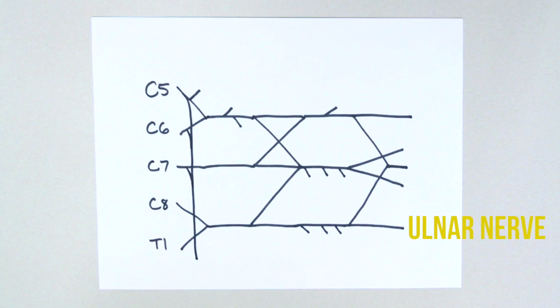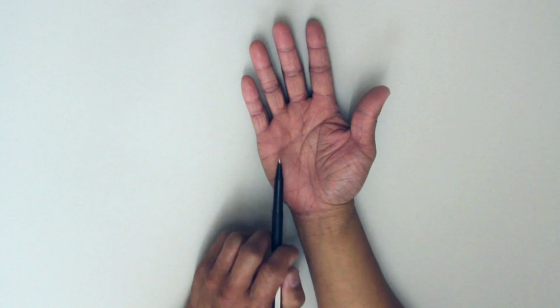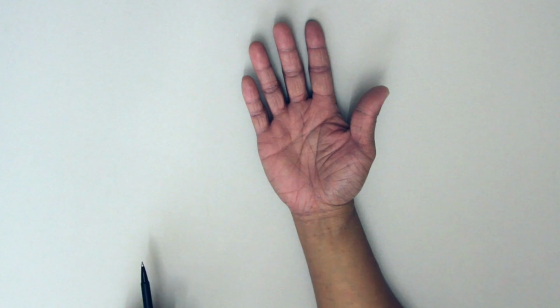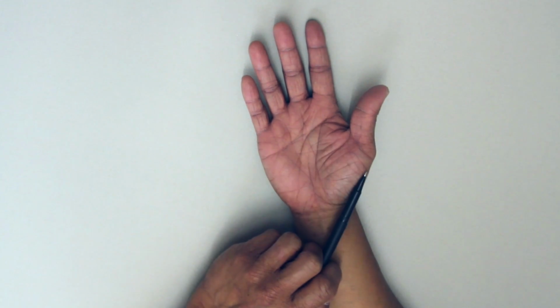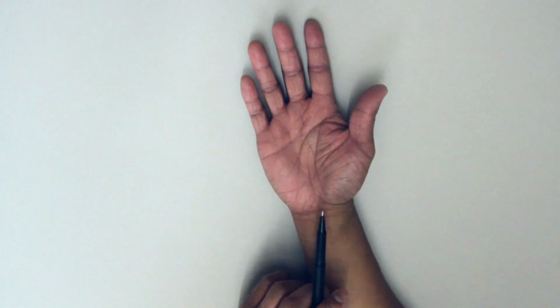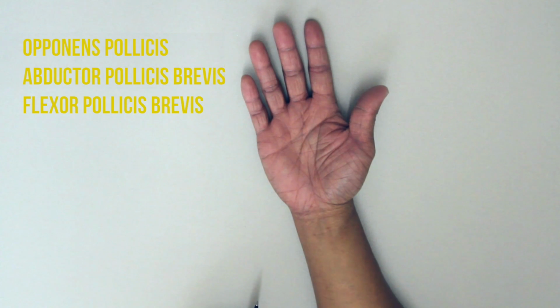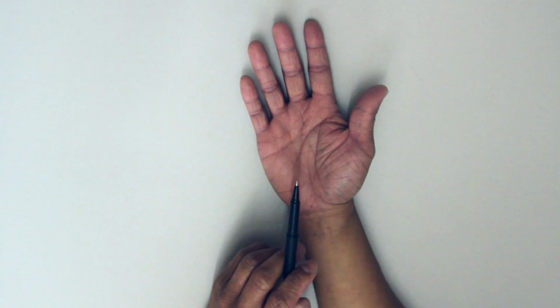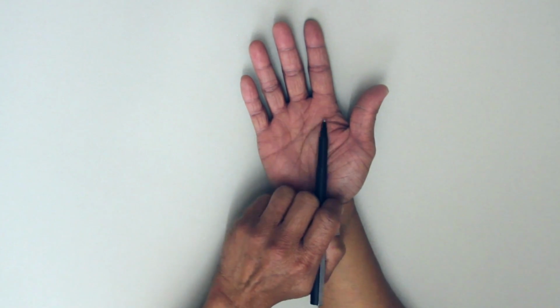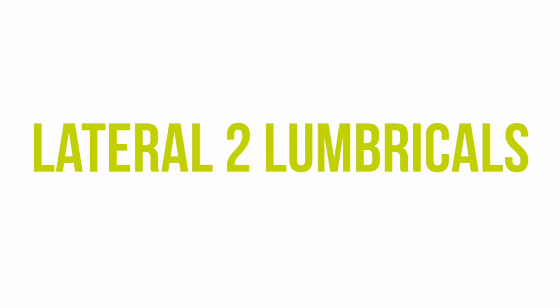The ulnar nerve innervates all of the intrinsic muscles of the hand except those that were innervated by the median nerve. Remember, the median nerve innervates the thenar eminence and the lateral two lumbricals. The muscles of the thenar eminence include the opponens pollicis, the abductor pollicis brevis, and the flexor pollicis brevis. So together, the muscles of the thenar eminence and the lateral two lumbricals form what's called the LOAF muscles. L for lateral two lumbricals, O for opponens pollicis, A for abductor pollicis brevis, and F for flexor pollicis brevis.